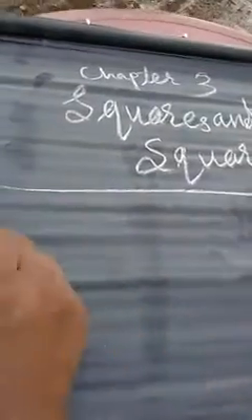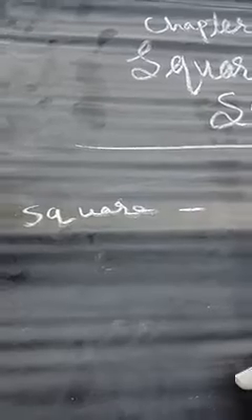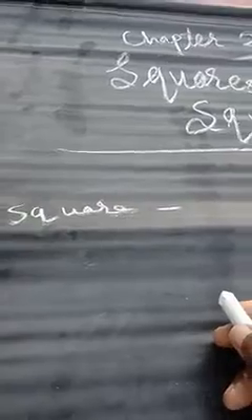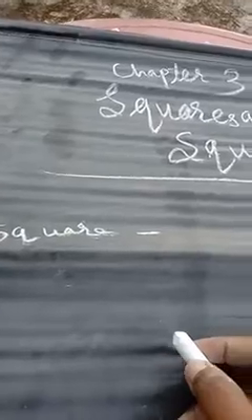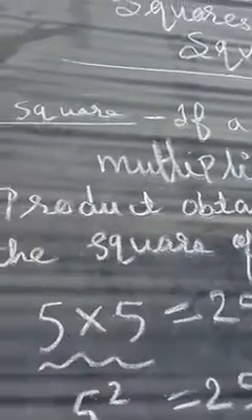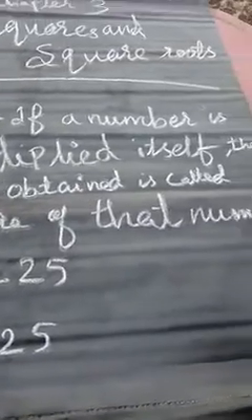What do you mean by squares? You already know what a square is. What is the meaning of square? Square means if a number is multiplied by itself, the product obtained is called the square of that number.